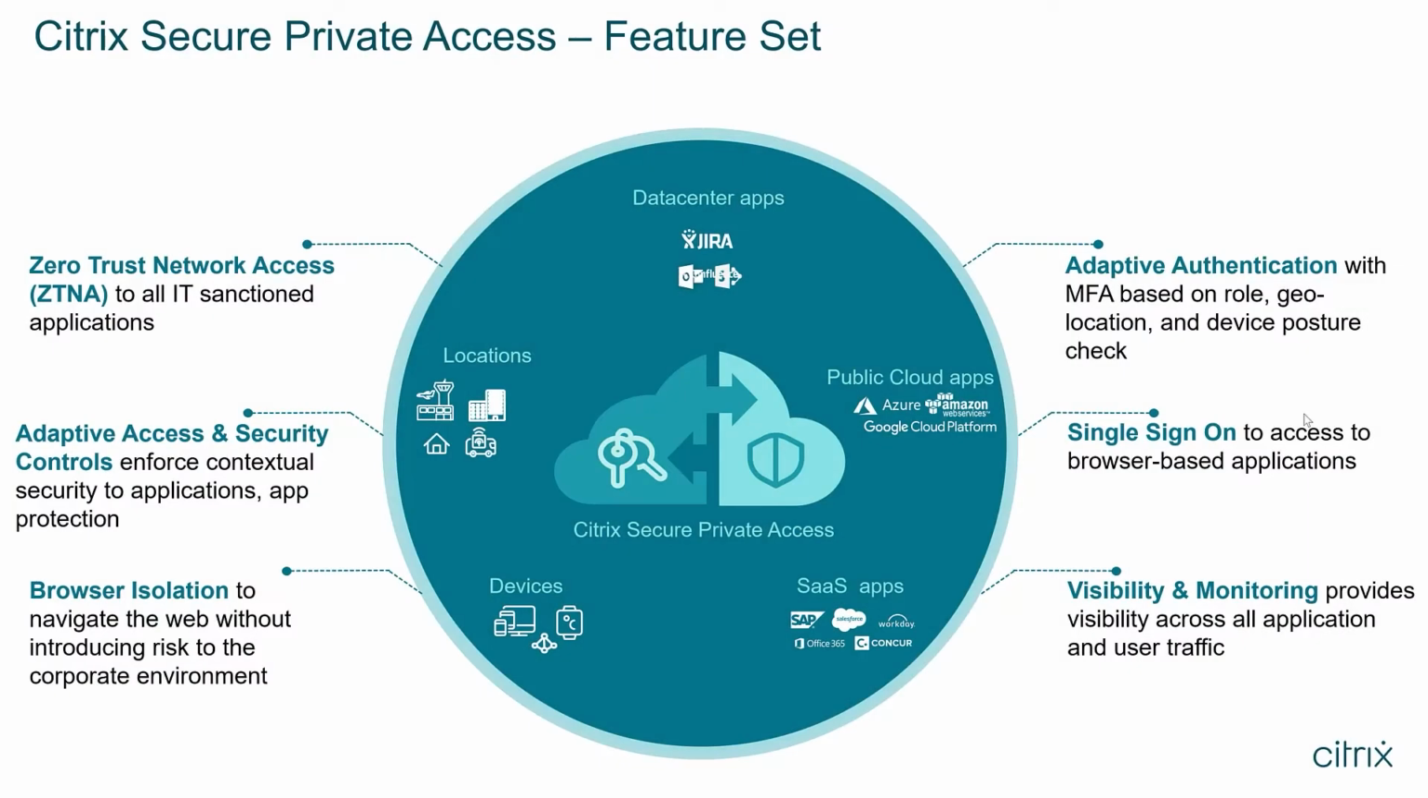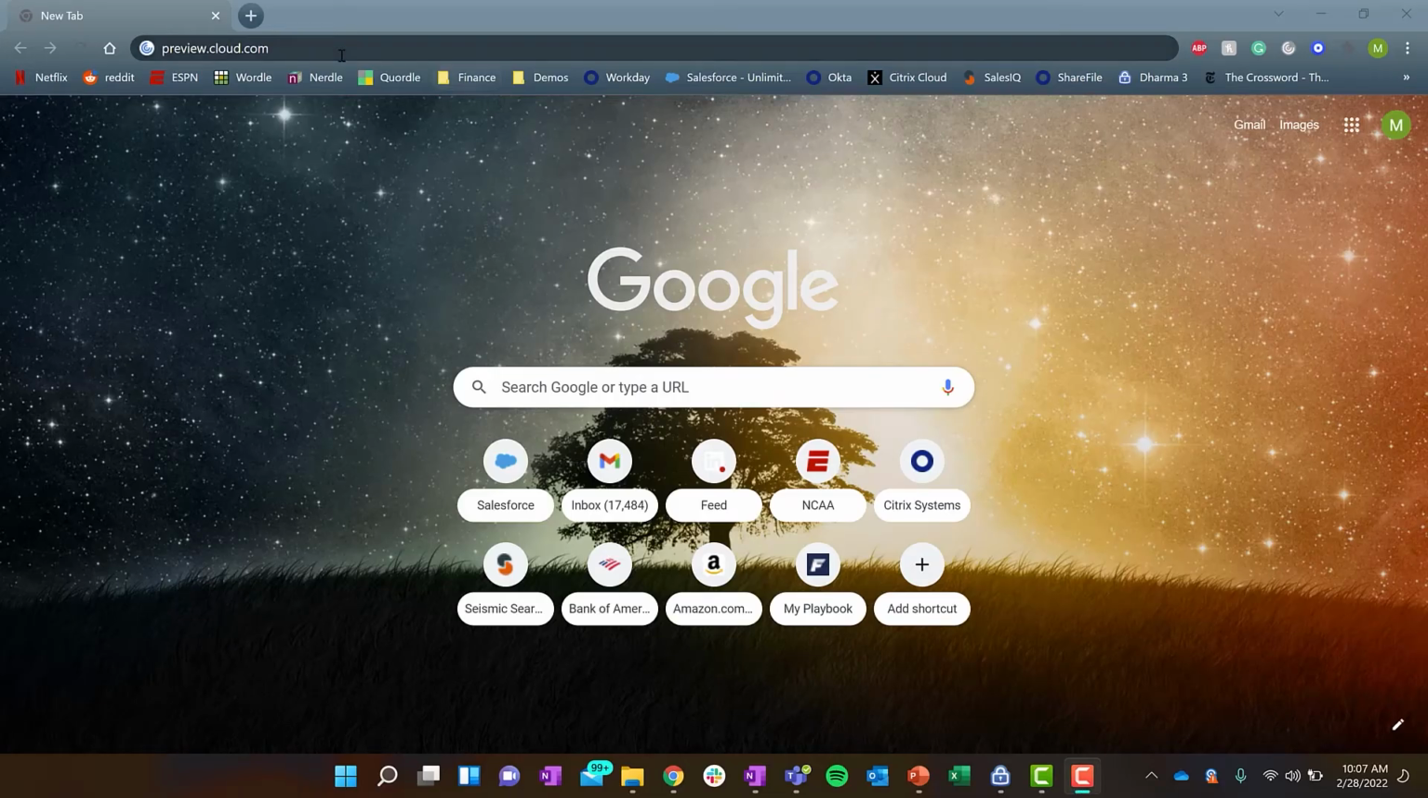Citrix Secure Private Access is a great way to offer web, SaaS, and other internal software applications to your end users with single sign-on and advanced security controls. Let's jump into the demo.